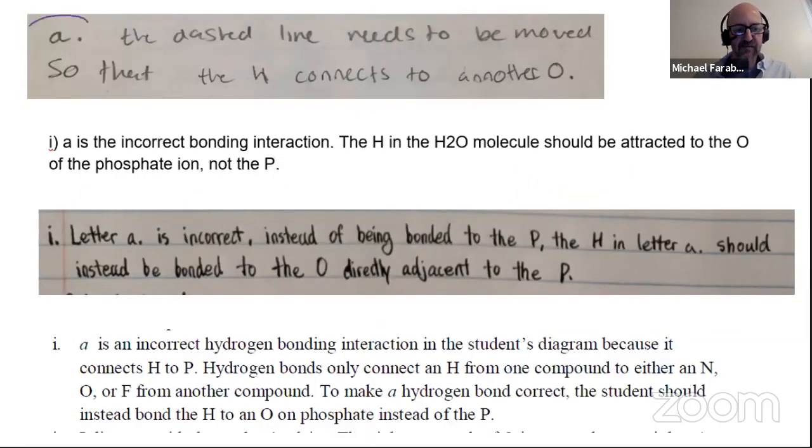They definitely said that A was the incorrect bonding interaction. That's good. And then how they should fix it. The dashed line needs to be moved so that the H connects to another O. The H in the H2O should be attracted to the O of the phosphate. The H in letter A should instead be bonded to the O directly adjacent to the phosphorus. Hydrogen bonds only connect a hydrogen from one compound to either an N, O, or an F. To make it correct, the student should instead bond the H to an O on phosphate instead of the P. Okay, looks good.